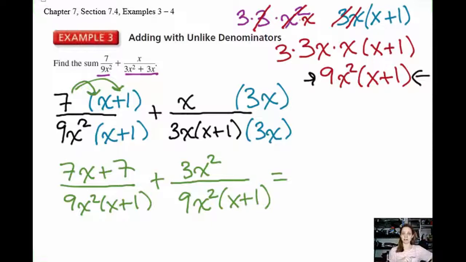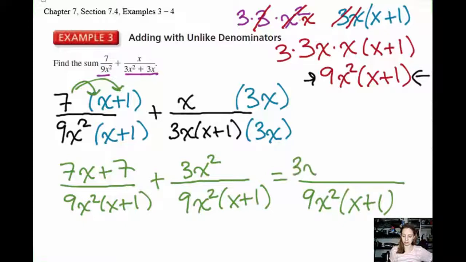Now I have common denominators, and when I add fractions, I keep the denominator the same. I get 9x squared times x plus 1, and I add the numerators. I'm going to put 3x squared plus 7x plus 7. You'll notice I put the numerator in standard form with descending exponents. And I'll see, is there anything more I can factor? And there isn't. So this is my answer.